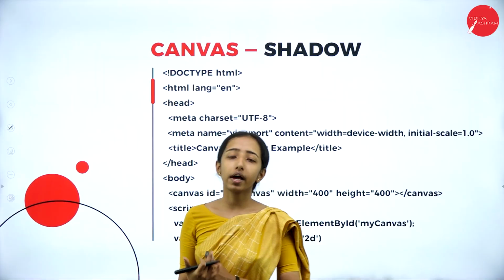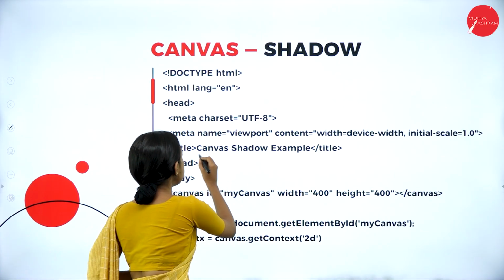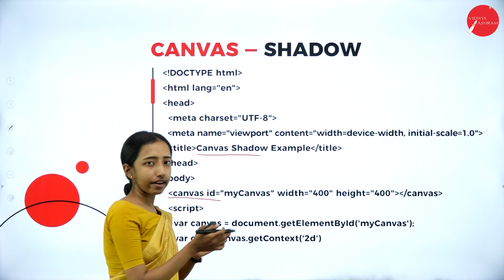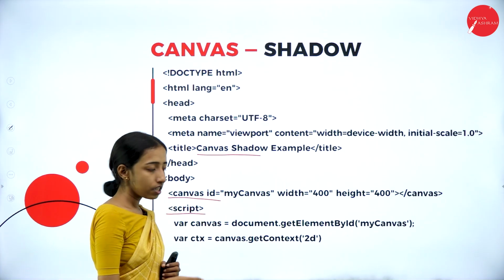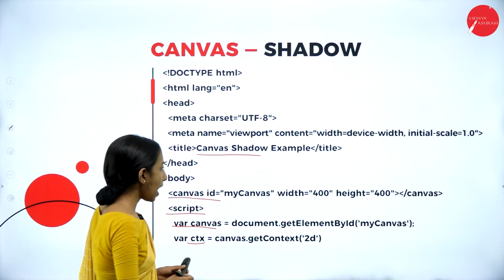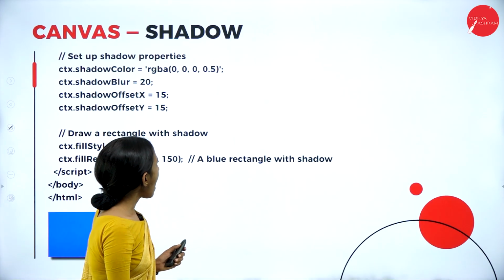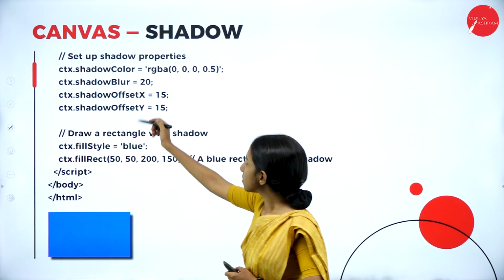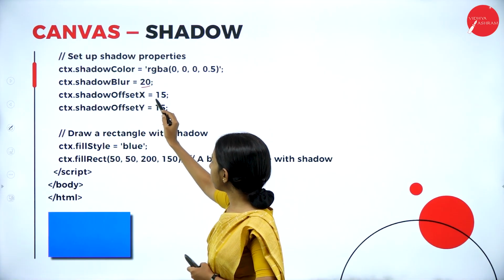Here is an example of how we can create a shadow in HTML5. As usual, the title is canvas shadow example, and inside the body I have taken the canvas tag and given its attributes. Then the script begins. We have taken two variables, canvas and ctx, with getElementById and getContext 2d. After that, you can see the things we want have been set.